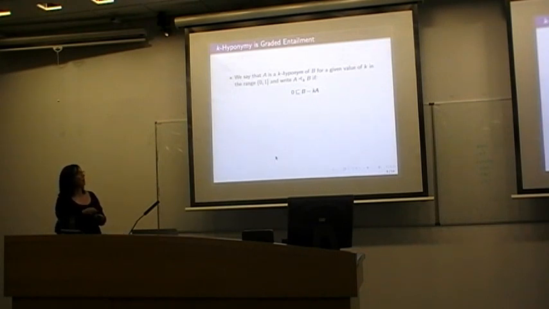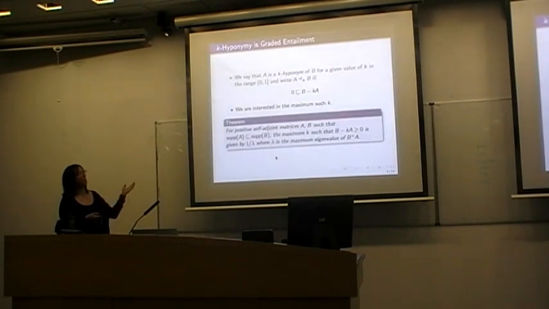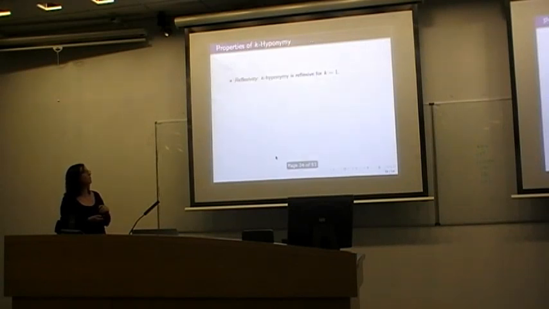So A is a hyponym of B if B minus KA is positive. That's just a rewriting of what was on the previous slide. And we're interested in the maximum of such K. And we can work out what that is. I won't go through that, but it's possible to just calculate that.